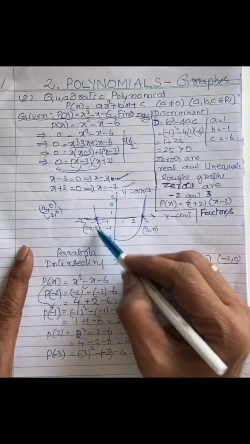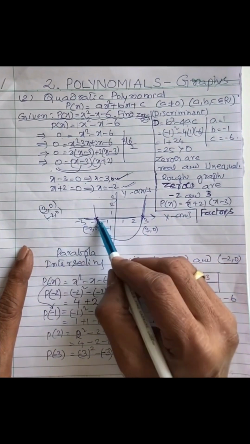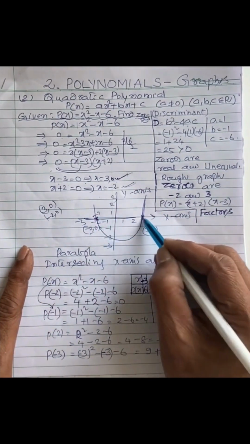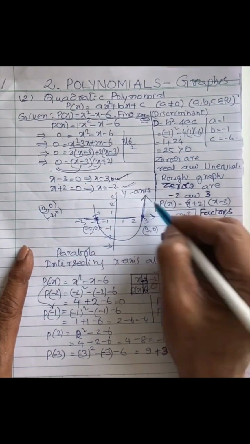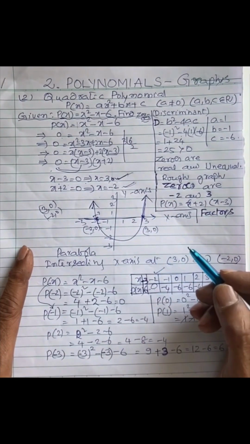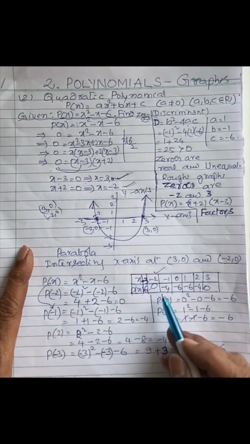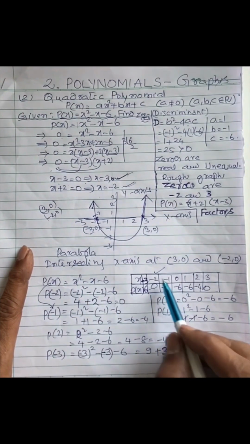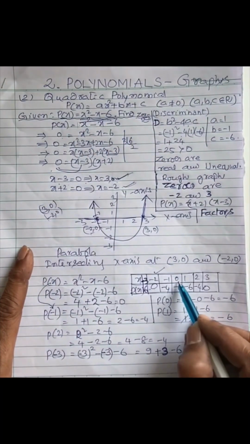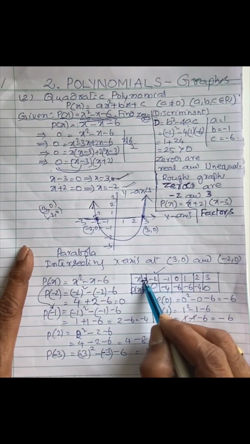We have to draw the rough graph like this: it is a parabola intersecting the x-axis at minus 2, 0 and 3, 0. You have to draw the rough graph like this so that you will have an idea about how to draw the plot. Now you see, this is the quadratic polynomial you have. You take x coordinates 0, 1, 2, 3, minus 1, minus 2, minus 3.